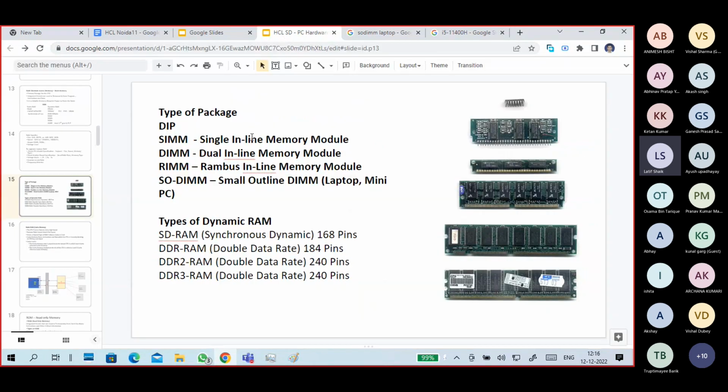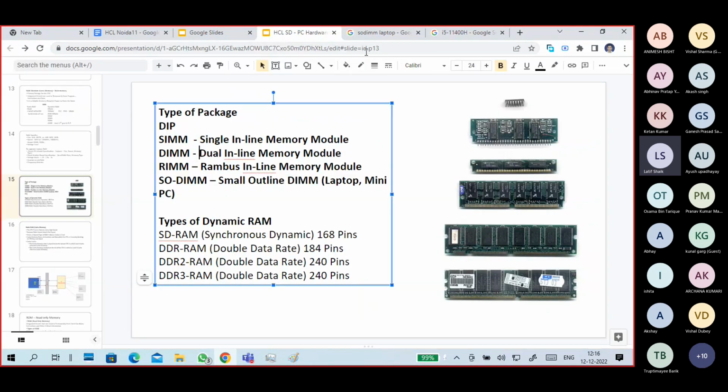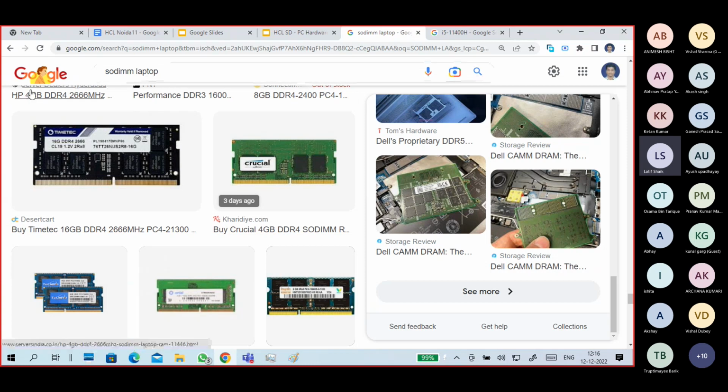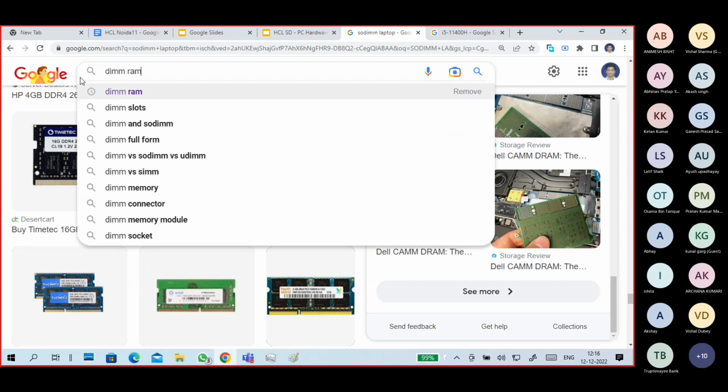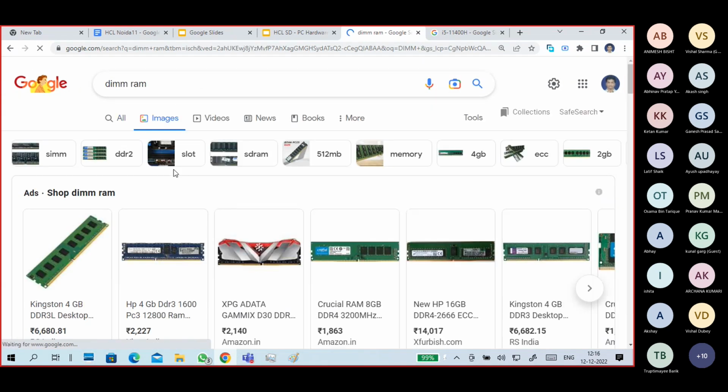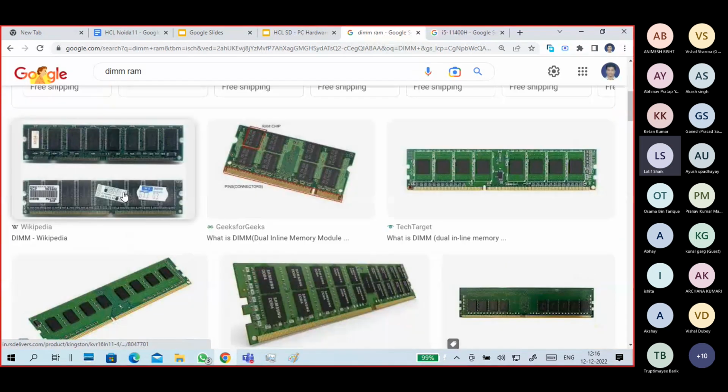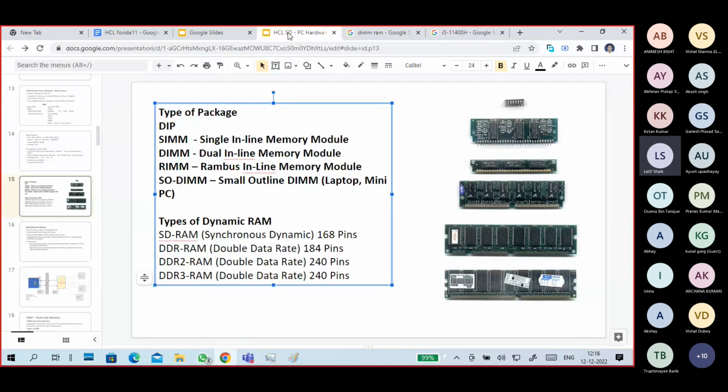Okay, so DIMM packages. DIMM packages are the casual RAMs. You have already seen those RAMs, big RAMs. There are DIMM packages and SODIMM packages. Each RAM has a different pin configuration, guys.